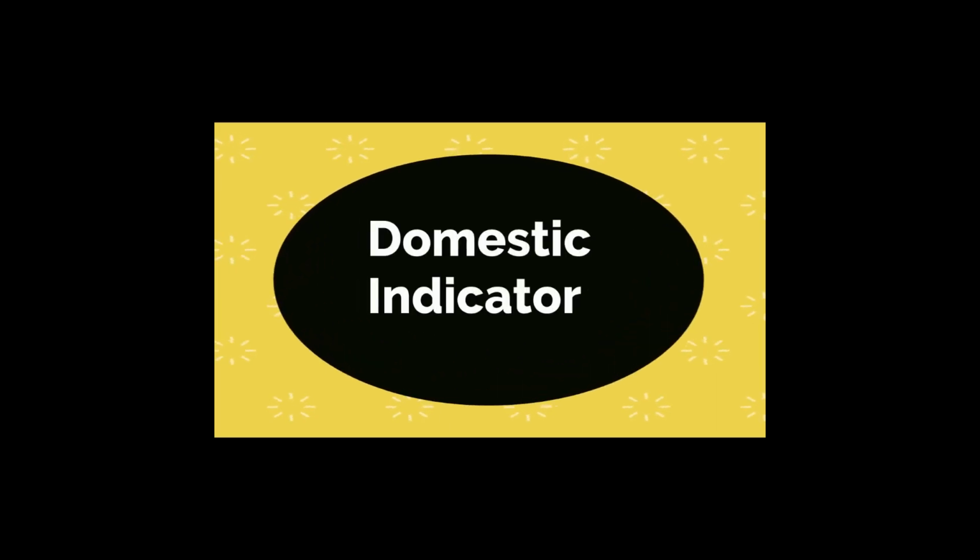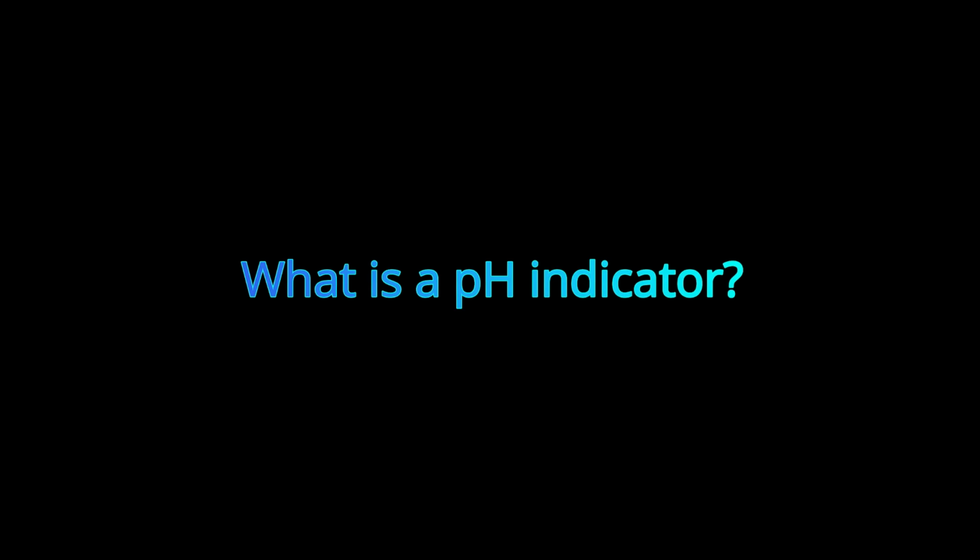My first demonstration is about domestic indicator, which brings us to the question, so what is an indicator? An indicator is a substance that can change its color in the presence of acid or a base. One of the indicators that we can prepare at home is with the help of turmeric.